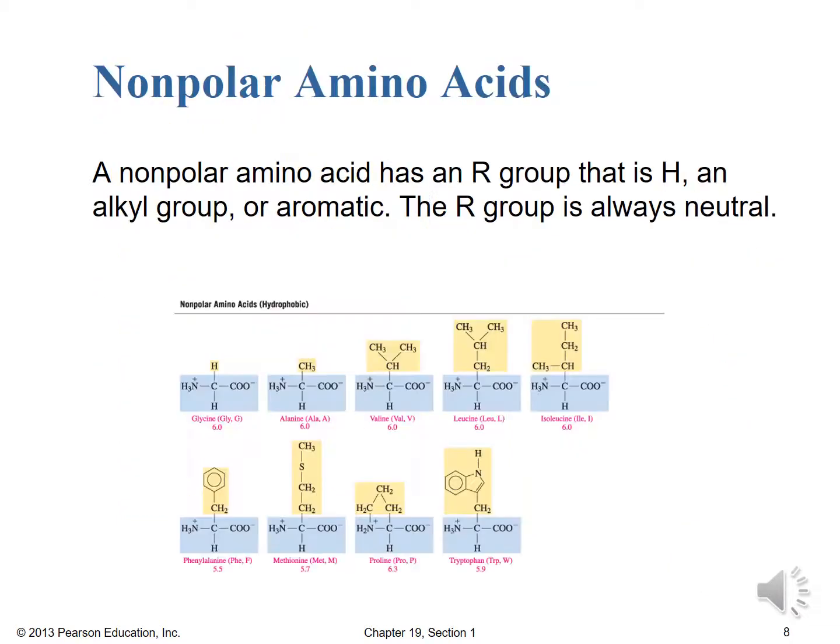Okay, so taking a chance to reiterate this one more time and look at the examples of the common hydrophobic nonpolar amino acid side chains. A reminder, a nonpolar amino acid has an R group that is hydrogen, an alkyl group, or some sort of aromatic, and that R group is always neutral. It cannot acquire a positive or a negative charge. Not to say that the amino acid is neutral, right? Because we talked about the idea of zwitterions, the idea that the amine group can be protonated to an ammonium. The carboxylic acid group can be deprotonated to a carboxylate, and that's likely to be the case for our typical amino acid.